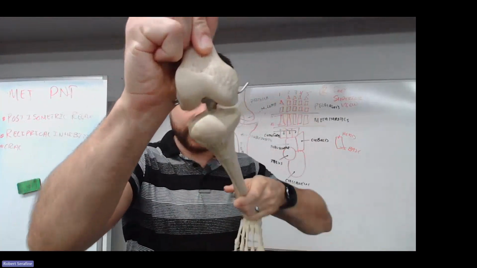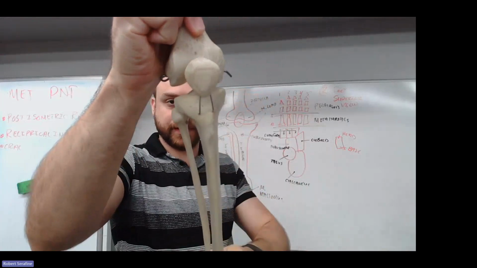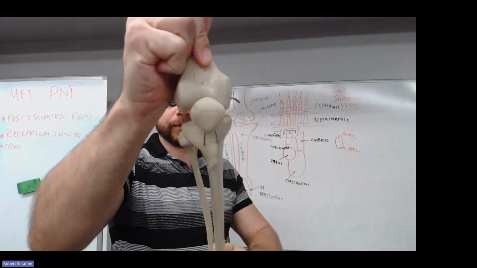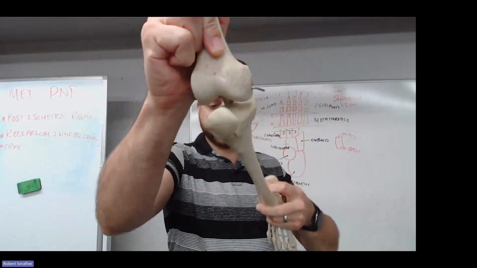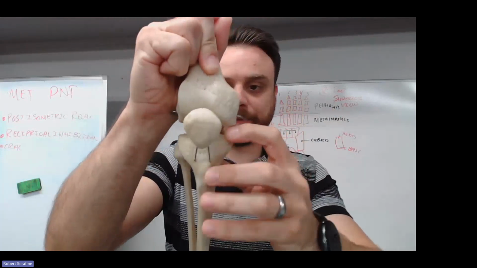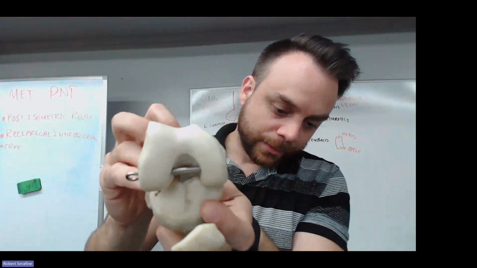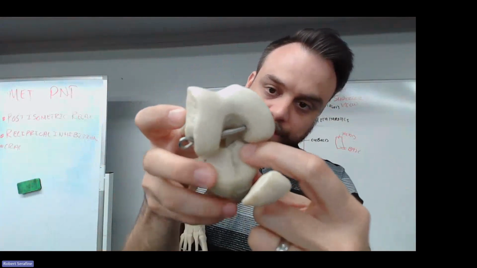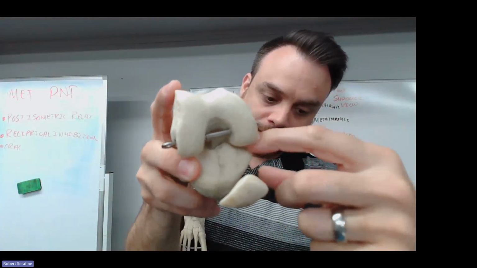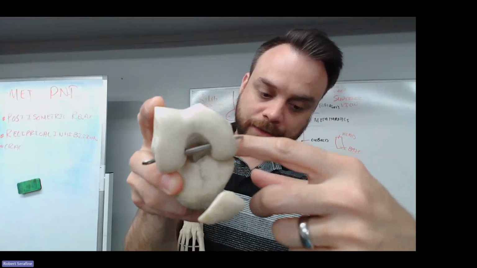So we have our tibiofemoral joint. Now, of course, because of the way that this is melded together, I can't really do the rotation movements, but we have flexion and extension. And in this particular case, just to show you where our menisci would be, the menisci sit right here in these femoral fossae here.